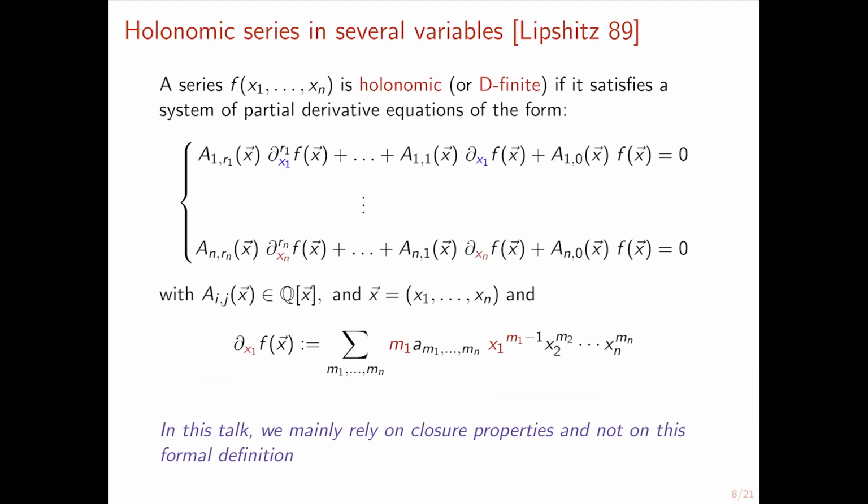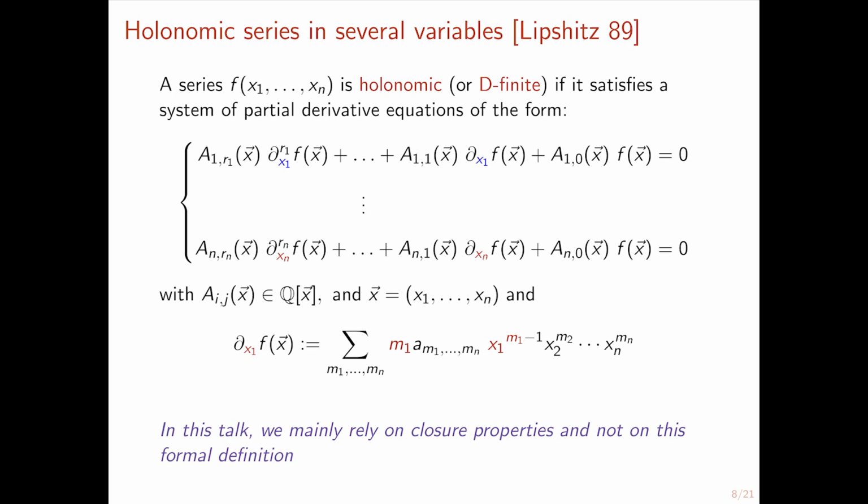For the technical parts of this talk, we need to introduce holonomic series in several variables. So a series in several variables is, just like in the univariate case, a generalization of polynomials with an infinite number of monomials. A series in several variables is holonomic if it satisfies a system of linear partial differential equations of this form. Notice that each line only depends on one variable. However, the polynomial coefficients in front are multivariate. Here, I recall that the partial derivative of a series is just the generalization of partial derivation for polynomials.